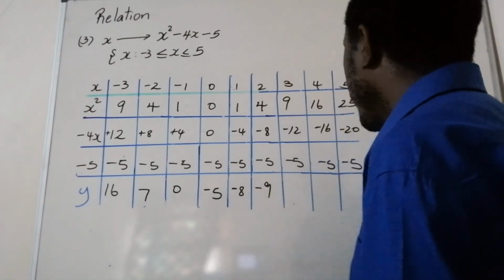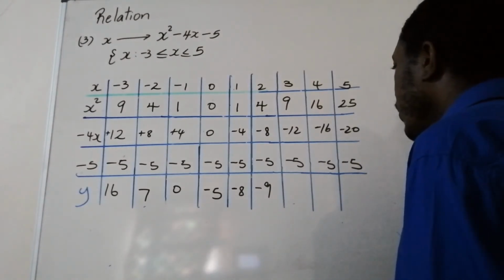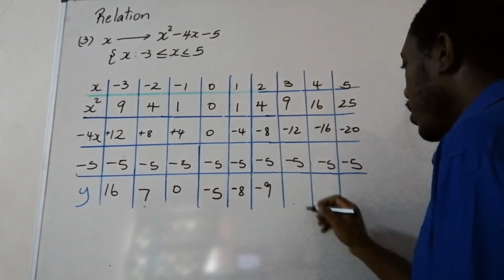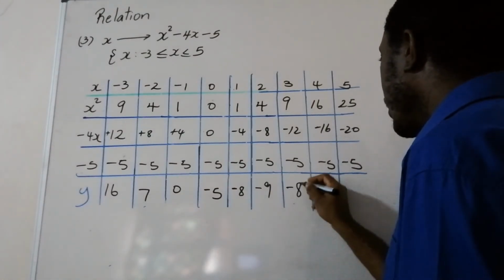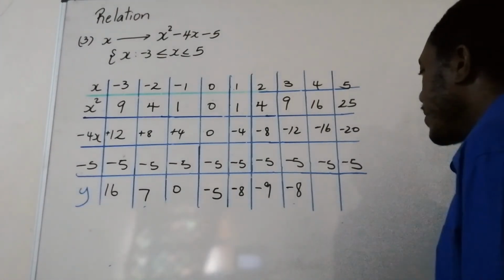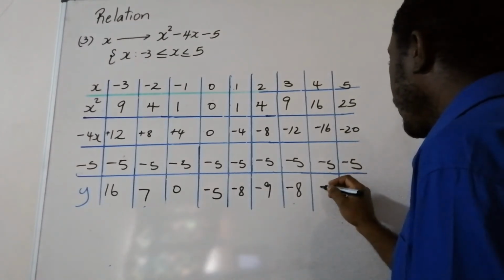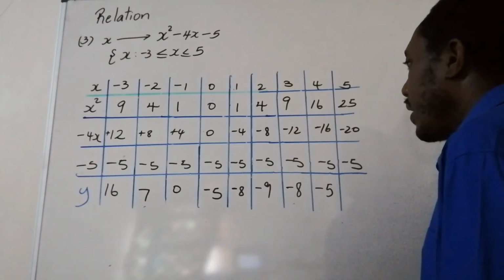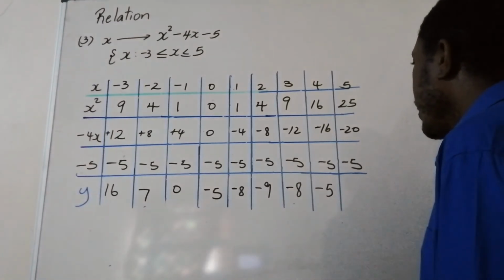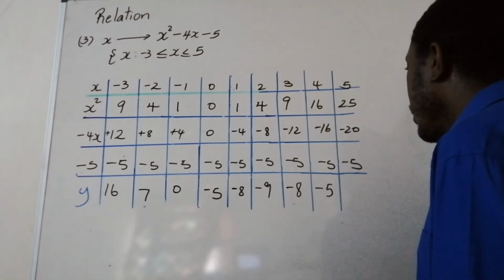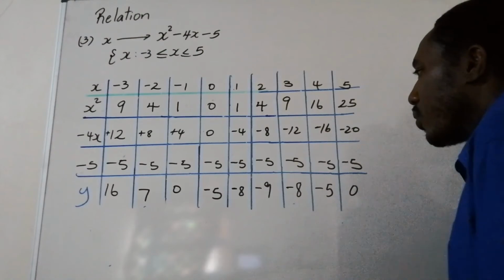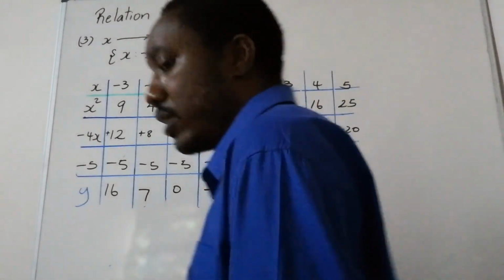9 take 12 is minus 3, take 5 will give us minus 8. 16 take 16 take 5 will give us minus 5. And 25 take 20, which will give us 5, take 5 will give us 0. So we have our y values.